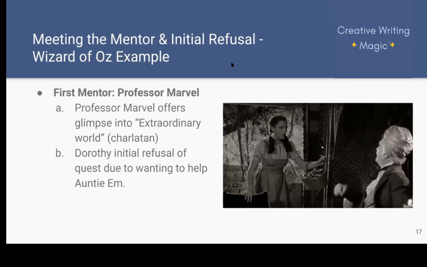And in the Wizard of Oz example, the first mentor I would say is Professor Marvel. And essentially, during Dorothy's running away from the disruption, Professor Marvel gives Dorothy a glimpse into an extraordinary world, even though we all know it was completely fabricated and he was a charlatan, but the concept was still in place. And Dorothy, because of the dauntingness of running away and everything that's going on, initially refuses the quest with Professor Marvel, and then goes back home to help her Auntie M.